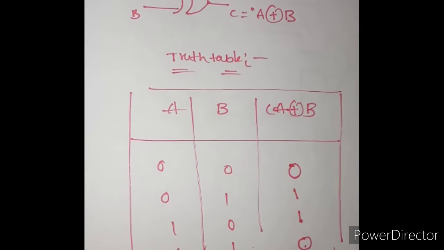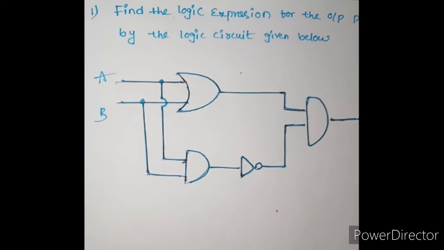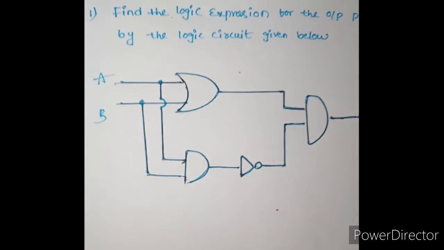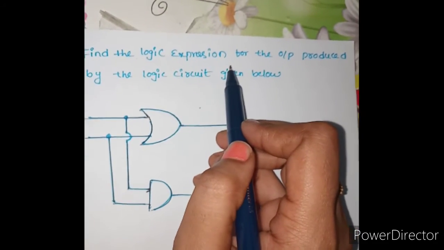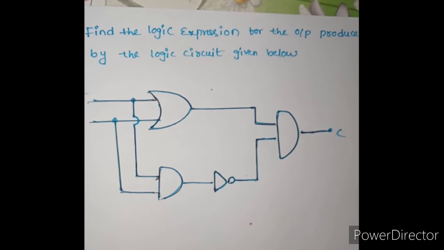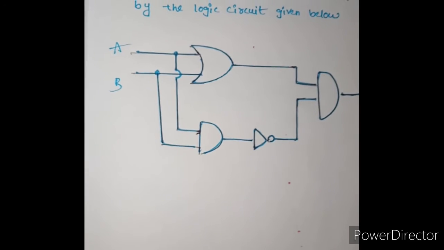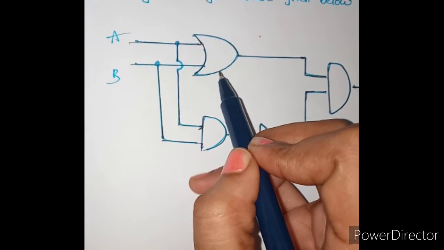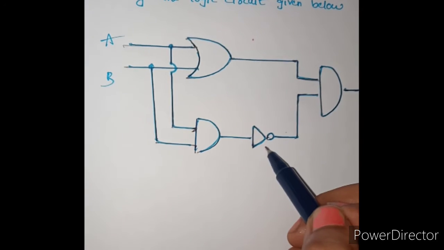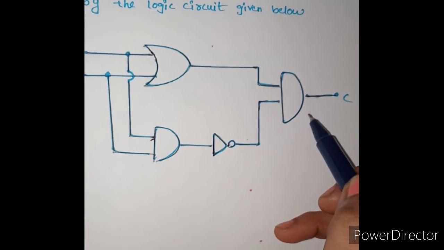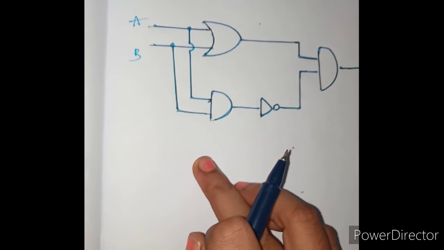Coming to digital logic circuits, see here, I am taking one example to explain a digital logic circuit. My question is, find the logic expression for the output produced by the logic circuit given below. Observe here, I am using one OR gate, one AND gate, one NOT gate and another AND gate. The output of the OR gate, we know, is A plus B.